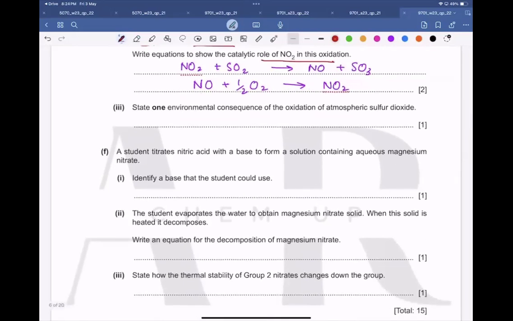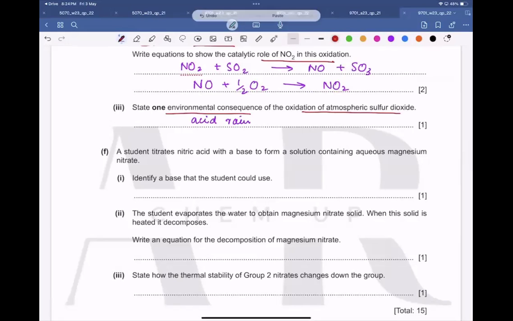Okay. State one environmental consequence of oxidation of atmospheric sulfur dioxide, which turns into sulfur trioxide. When it dissolves in water, it forms sulfuric acid. So it means that it causes acid rain. Yes, very good, Anshara, Banin, Umar.